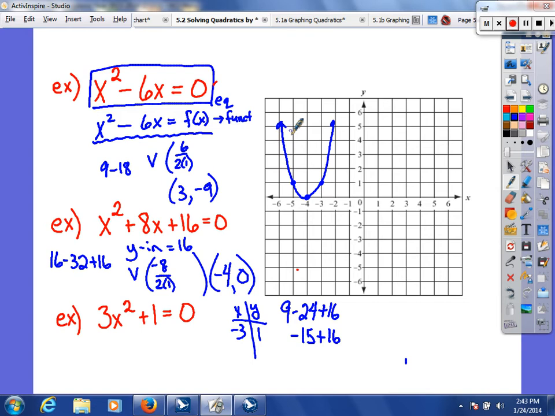There's my parabola. That's not my answer. My answer is where does it touch the x-axis? It touches the x-axis at negative 4. That's my solution. If you plug negative 4 in, you end up getting 0. We've already done that, so we already know it works.